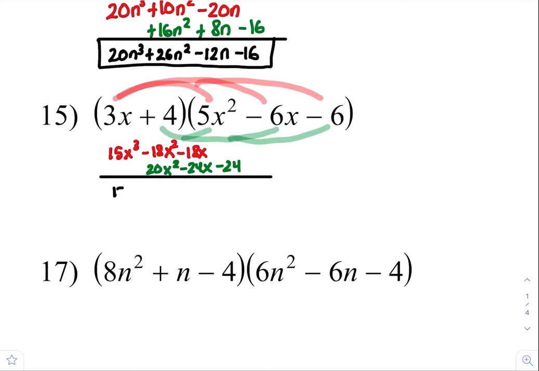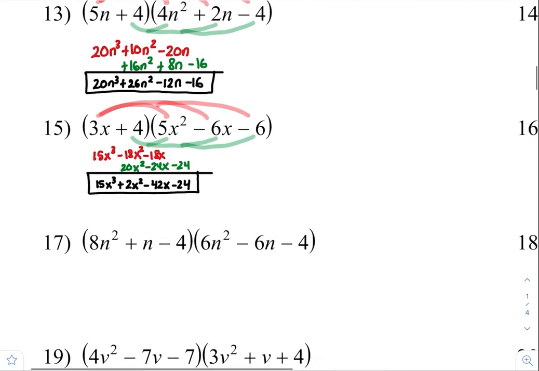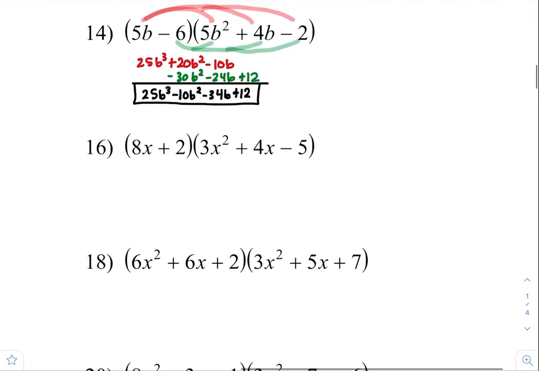So we got 15x to the third plus negative 18 plus 20, you guys, is plus 2x squared. Negative 18 minus 24, you guys, is minus 42x minus 24. Number 16.